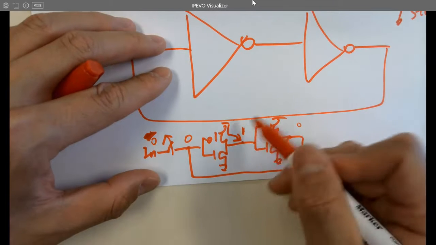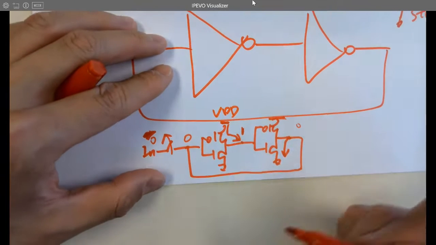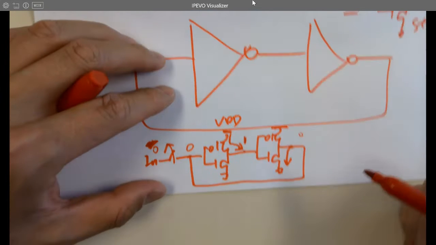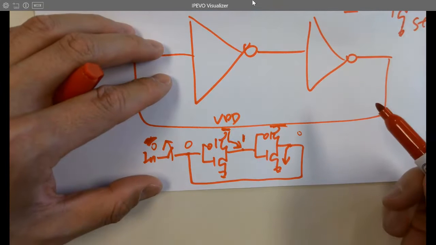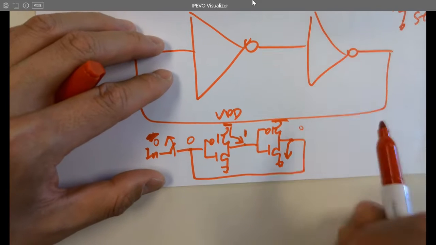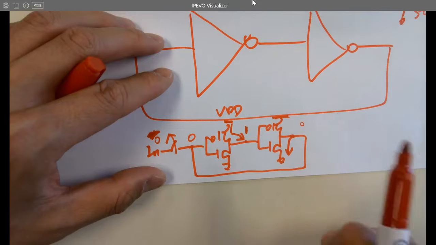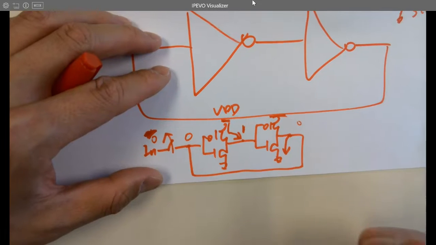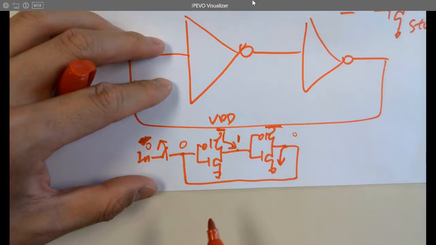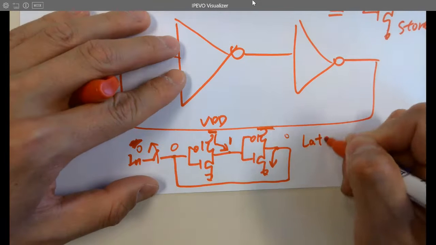Because as long as you keep the power on, just don't unplug it, just keep it on. VDD, keep it on, right? That's going to be a latch. It's going to store the data, right? So that's why this is called a latch.